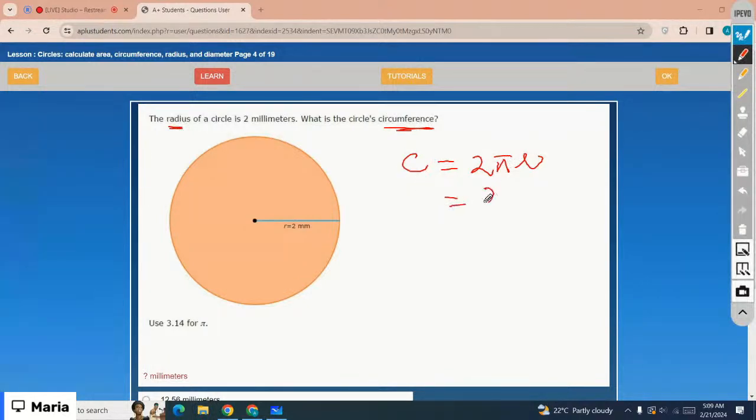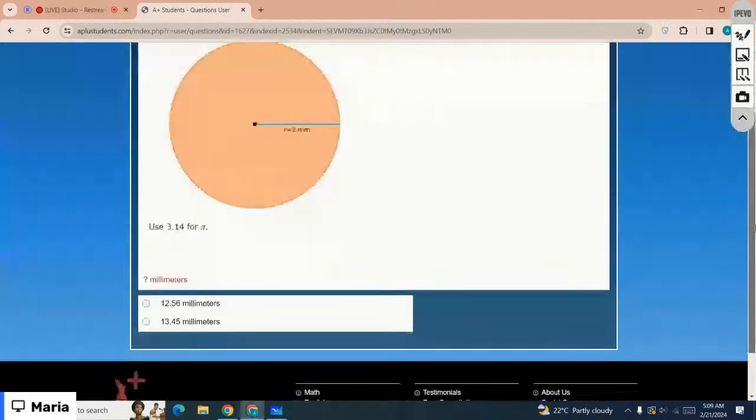We know that pi has a fixed value, that is 3.14. r you are given, that is 2. So just multiply them and calculate the answer. That is 12.56 millimeters. Got it? The correct option is 12.56 millimeters. That is option number 1, the correct option. Got it?